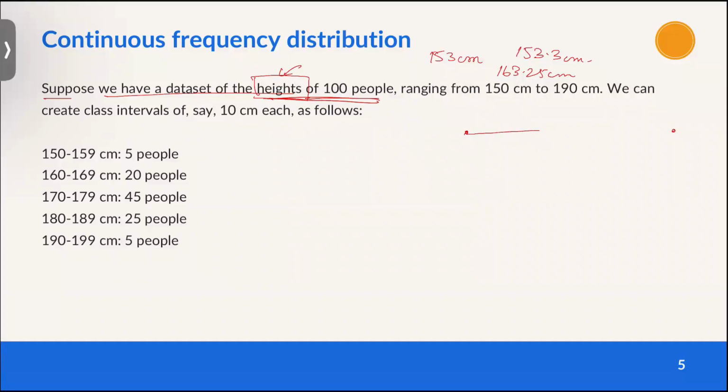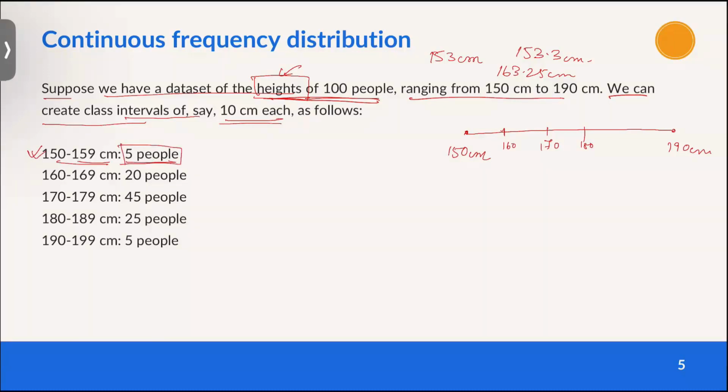So suppose we have a continuous range of heights ranging from 150 centimeter to 190 centimeter. So we can divide this range: 150 to 160, 160 to 170, 170 to 180, and 180 to 190. And the class interval, so we can create intervals of say 10 centimeter each as follows. So 150 to 159 centimeter has 5 people in it.